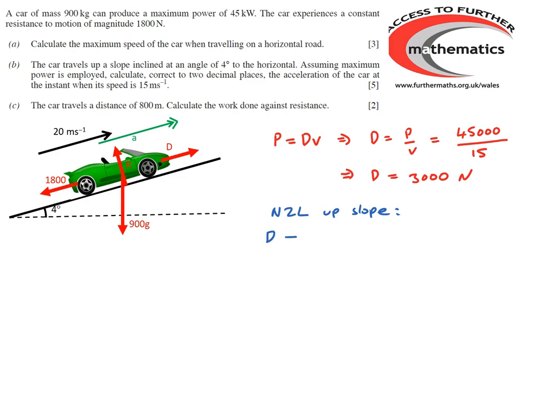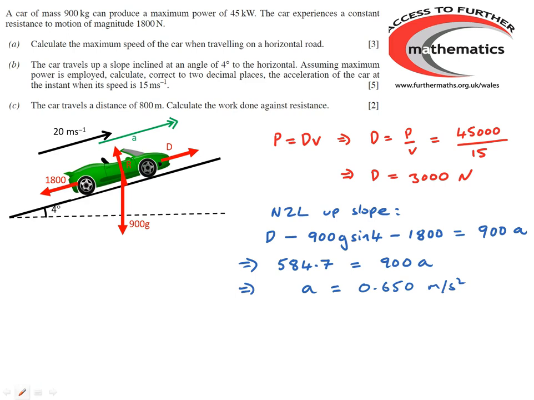So we have D minus 900g sine 4, that's the component of the weight acting down the plane, minus the 1800, must equal the mass of 900 times A. D is 3000, 900g sine 4 we can work out on the calculator, 1800 we can work out on the calculator, so the left hand side simplifies to 584.7 equals 900A, so we've got A is 0.65 meters per second squared.